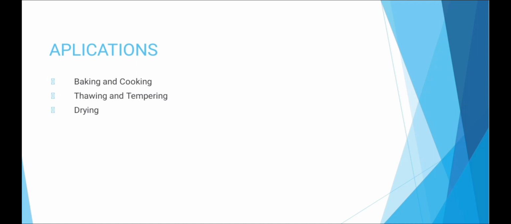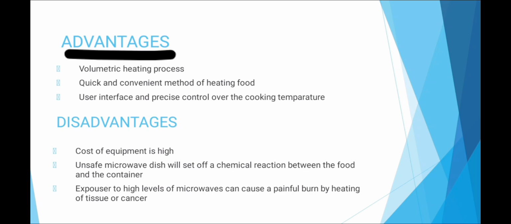The main application of the microwave oven is the baking of bread, food and pastry, etc. And also it is used for thawing and tempering processes, and also for drying the moisture content. And next are the advantages. The main advantages of the microwave oven are the volumetric heating process, a quick and convenient method of heating food, the user interface, and precise control over the cooking temperature.